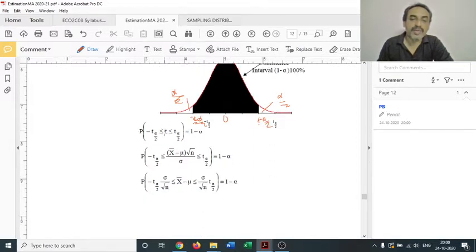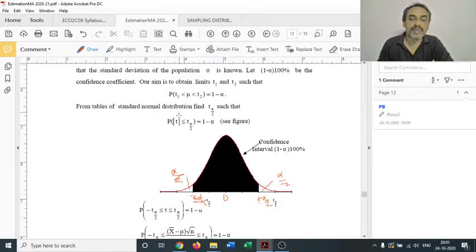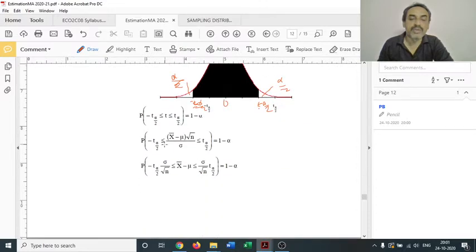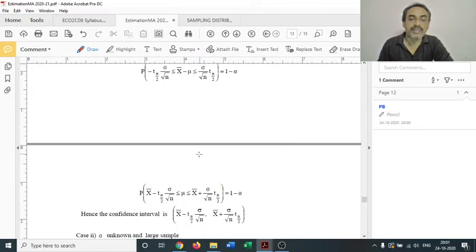Now the middle variable t is replaced by the proposed statistic, (x bar minus mu) root n by sigma. So minus t alpha by 2 is less than or equal to (x bar minus mu) root n by sigma, which is less than or equal to t alpha by 2, equals 1 minus alpha. Now we do certain simplifications here. We can multiply throughout by sigma by root n and then add minus x bar everywhere, in all the limits, so that mu only appears in the middle.